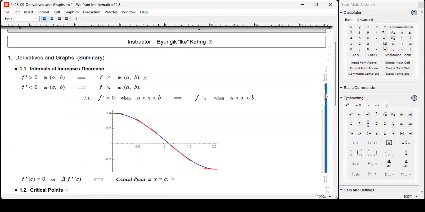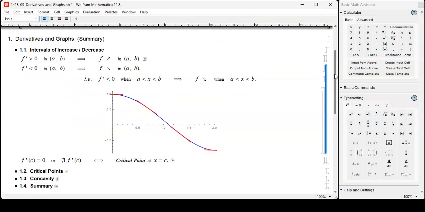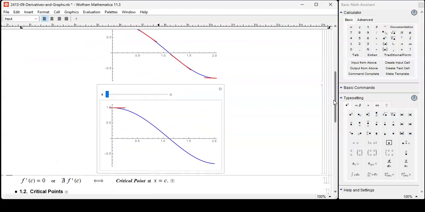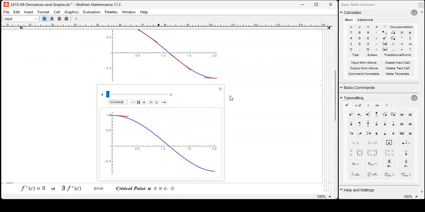Same situation here, except this time it's backward. The derivative is negative, and consequently, the original function is decreasing. And here's the animation. Pretty much the same information. Just negative, just decreasing.